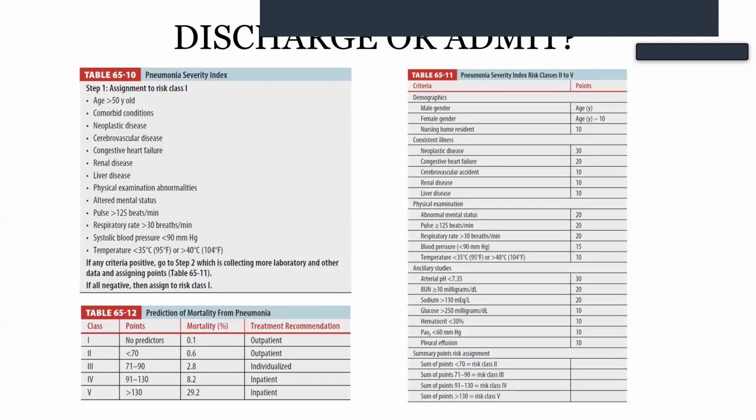Then the other two is this, Pneumonia Severity Index. Tak payah ingat susah-susah, MedCalc memang ada, you boleh masukkan je. Dia ada scoring dia juga. So kalau kata class 1 to 2, outpatient therapy. Kalau kata class 3, your mortality rate 2.8, you have to consider other things, whether or not to admit atau to discharge. But if you get 4 or 5, memang admit.